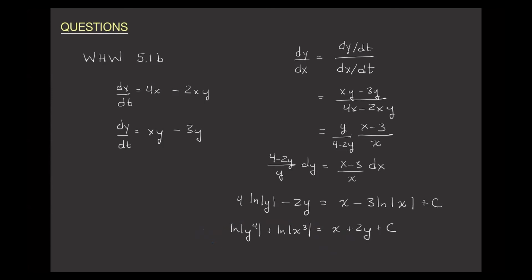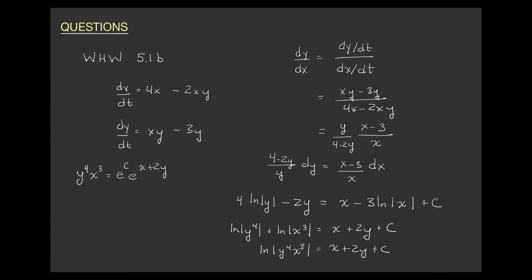But then we can combine those and get ln of y to the fourth x cubed is equal to x plus 2y plus c. And the long story short is we're going to end up with y to the fourth x cubed is equal to e to the c, which you could relabel as c1 if you like, times e to the x plus 2y.